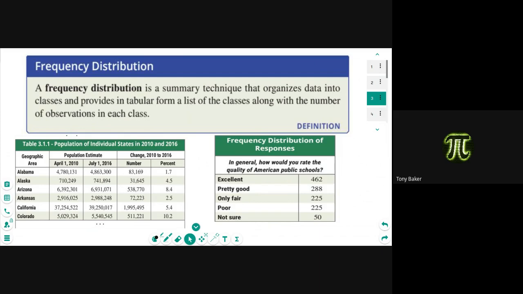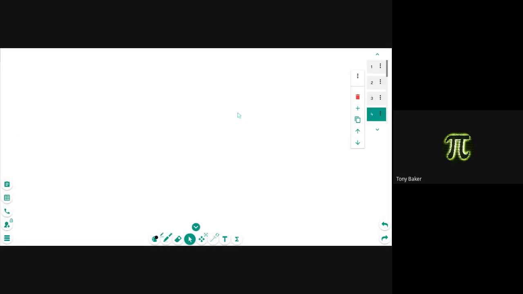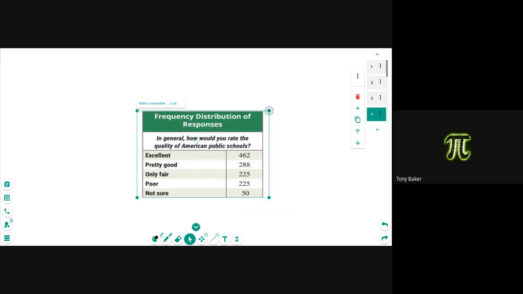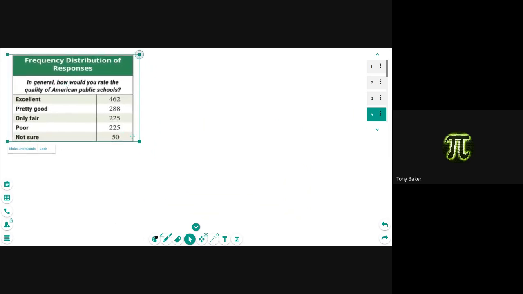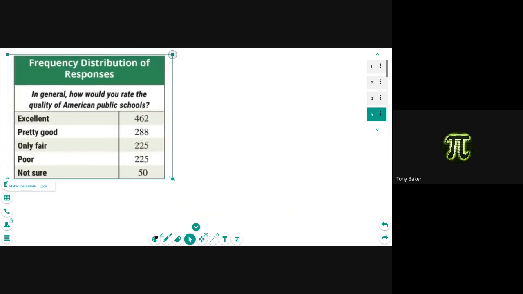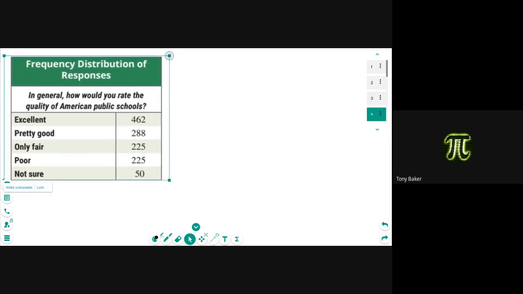So let's take a look at this one first. I don't want to delete that. So we've got this table. What's something we could do to this table that might make it a little bit easier for us to represent and understand that information?